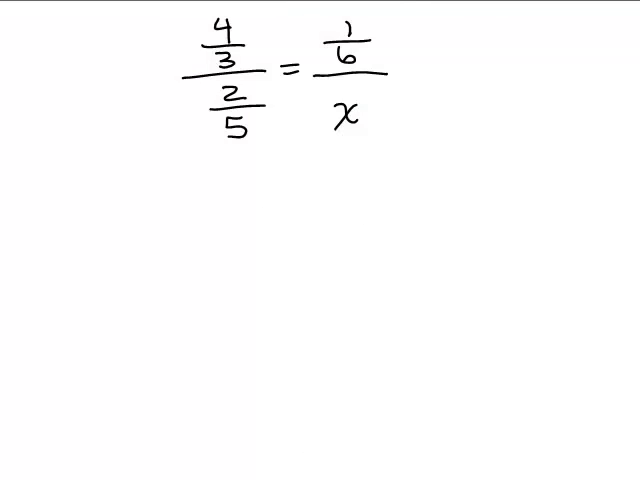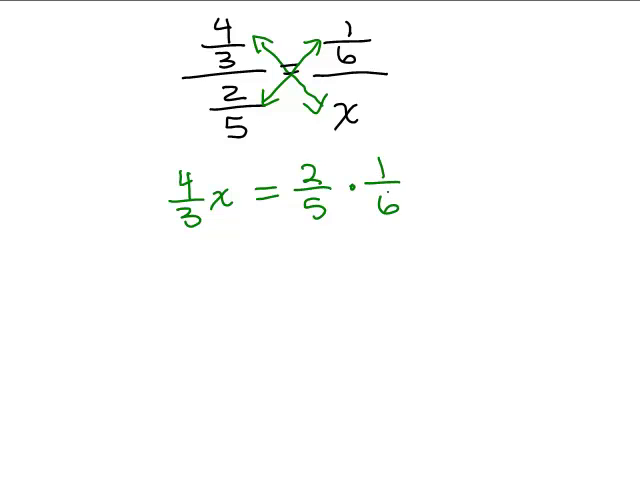All right, so here's the next one for you to try. So x gets multiplied by the 4 thirds, so we have 4 thirds x. And the 2/5 times the 1/6. I personally think it's easier to right now multiply both sides by the reciprocal, but you could do it the second way I told you. Multiply both sides by 3/4 so that I'm able to find out what x is equal to.